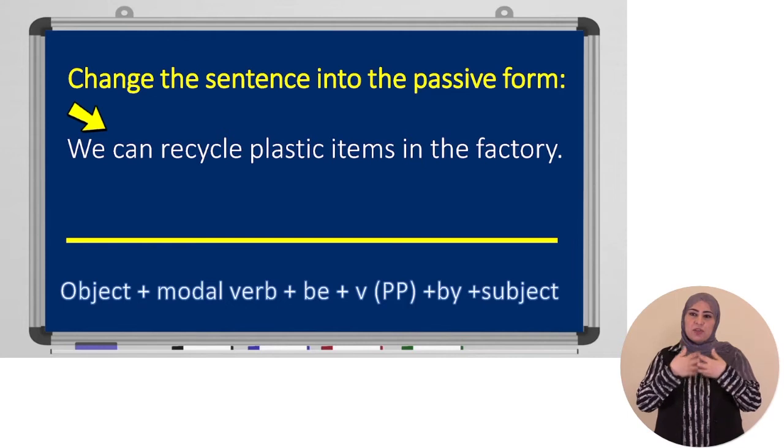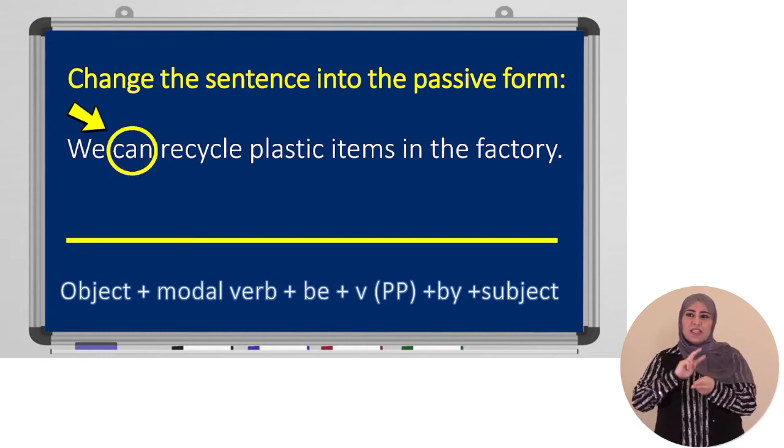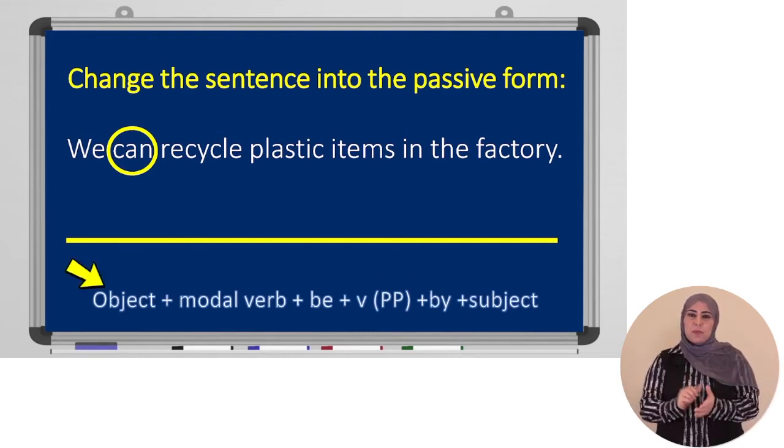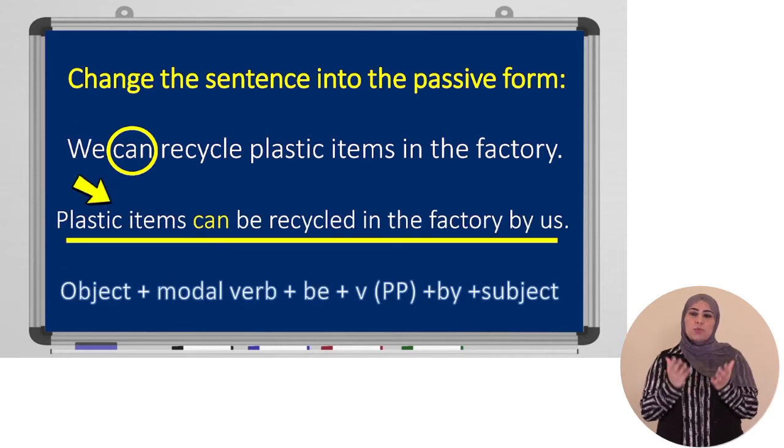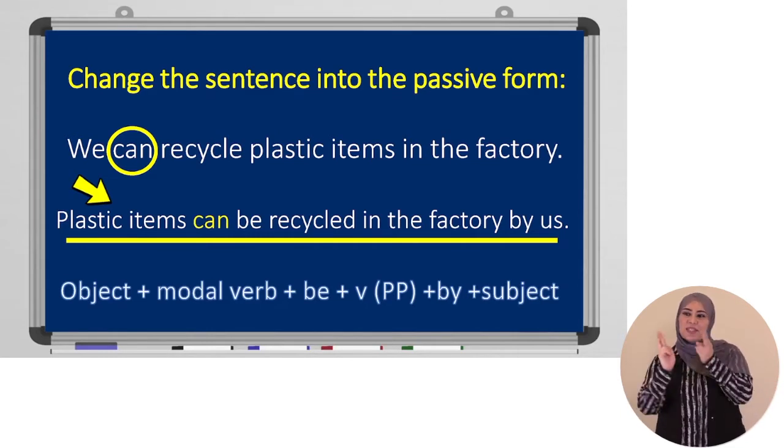Where's the subject? Subject is we. Where is the modal verb? Is it present? Yes, it's can. Where is the verb? The verb is recycle. What can we recycle? Plastic items. These are our objects. So we start with them. Plastic items can. If there is a modal verb, what do we add? We add be. Plastic items can be recycled in the factory by us.